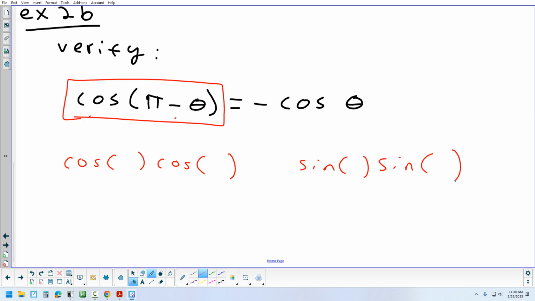Addition. It's easy to remember that when that's the only one we know right now. Once we learn all 4 of them, they're all kind of similar, so it's hard to remember which one is which. But that's the cosine difference. And then you fill in your angles, 1, 2, 1, 2. So pi, theta, pi, theta.